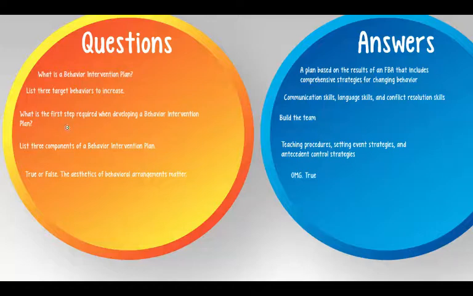What's the first step required when developing a behavior intervention plan? Build a team. Include the family. Include stakeholders: speech and language pathologists, occupational therapists, physical therapists, nurses, school psychologists, social worker. It is a team, it's a collaborative approach. You don't do things unilaterally. You don't design these plans on your own.